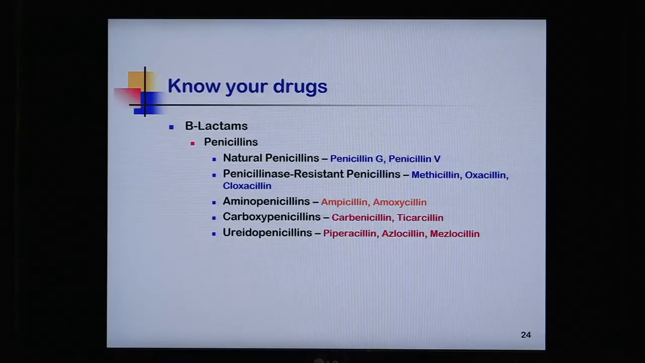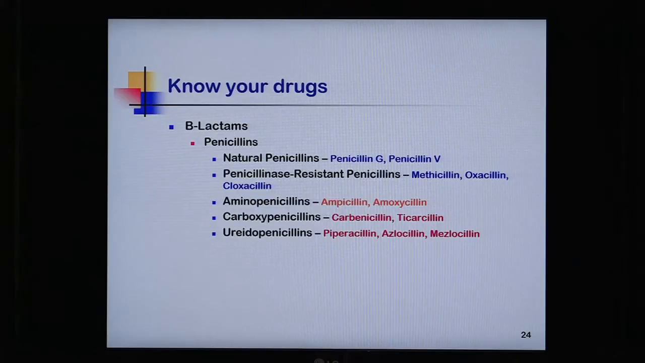But on top of that, many of the gram-positives started developing penicillinase. So they started actually hydrolyzing these antibiotics and making them ineffective. So there was a need to develop penicillinase-resistant penicillins. So we developed methicillin, oxacillin, and cloxacillin. But still, these penicillins were active only against gram-positives.